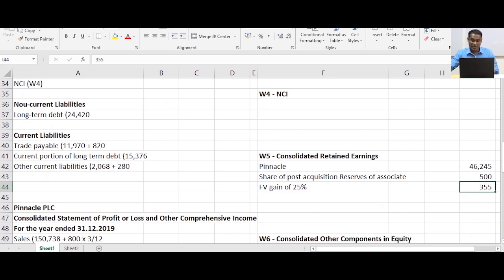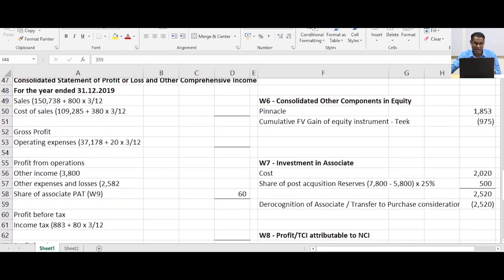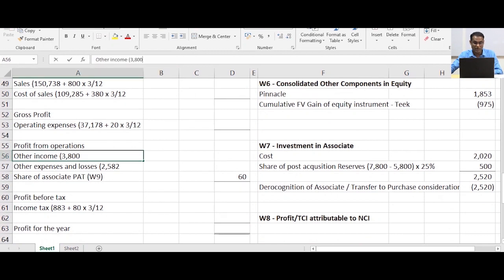Then what will happen? Actually this gain of 355 has to be recognized through the consolidated income statement. You go to the consolidated income statement, and to this other income, you add this 355. Again you can mention fair value gain of 25%.